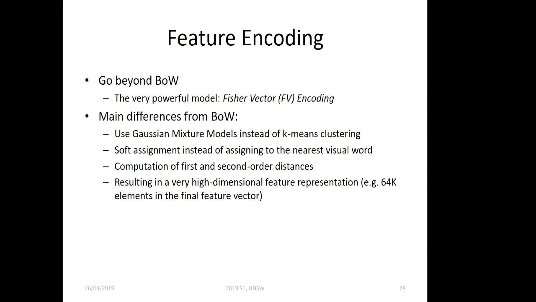So if this local feature is more likely to represent a certain type of cluster, then you assign a higher weightage, something like that. And then based on this, you compute the first and second order distances. And then the first and second order distances can be combined together to represent the whole final feature vector encoding representation. So this approach gives you a very high dimensional feature representation, and typically it can be 64K elements in one vector. So if you consider an image, it might not be very large, but the feature vector representation can be even larger than the image.